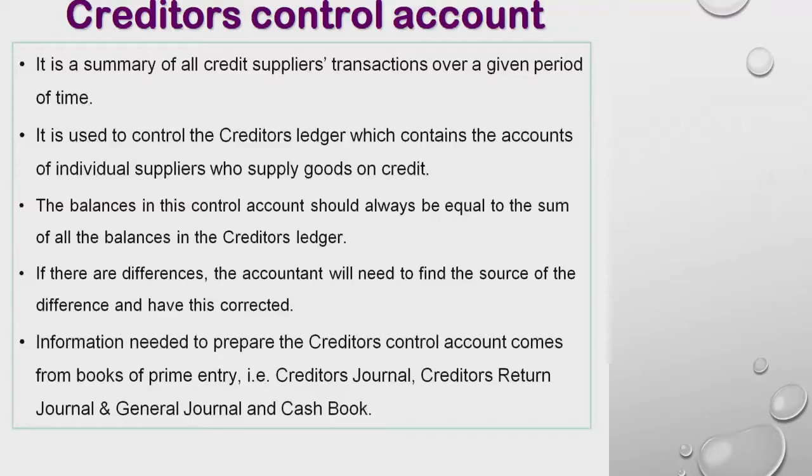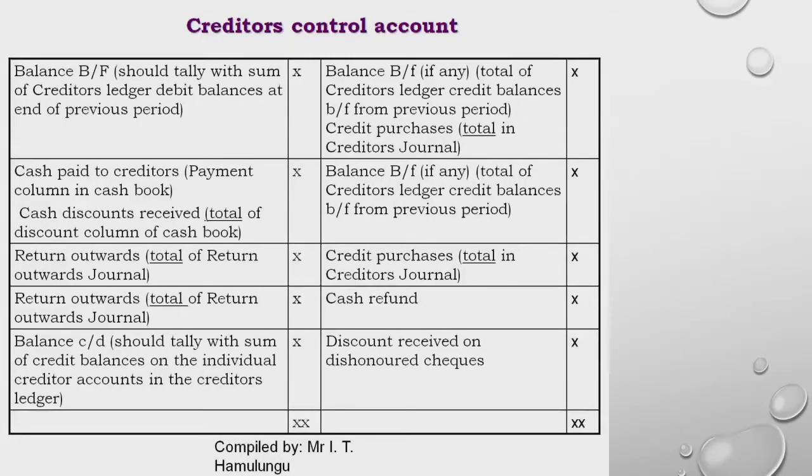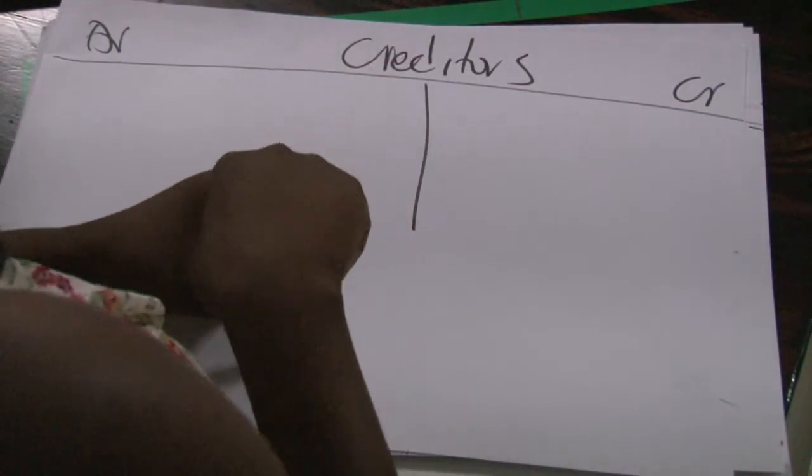Creditors control account. It's a summary of all credit supply transactions over a period of time. This is where we are recording all these ones. And then the example of a creditors control account is there. It's a vice versa of the other one. Creditors is a liability. Liabilities are always increasing on the credit side and decrease on the debit side.